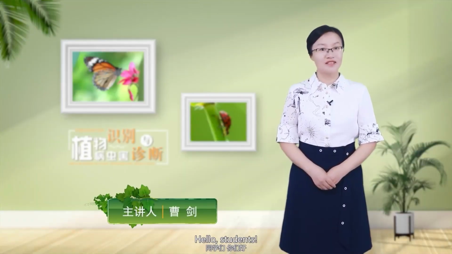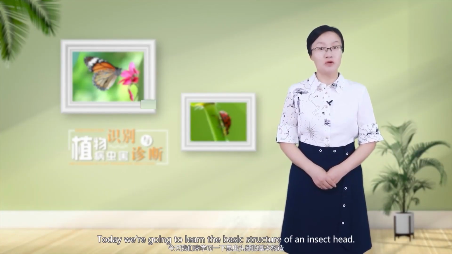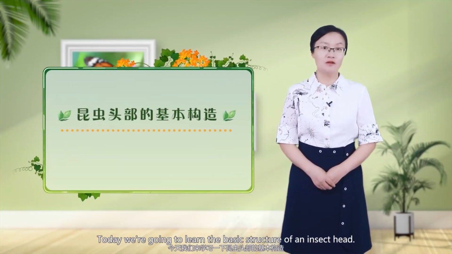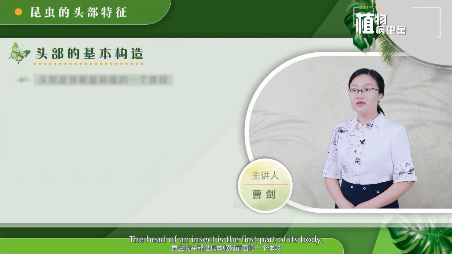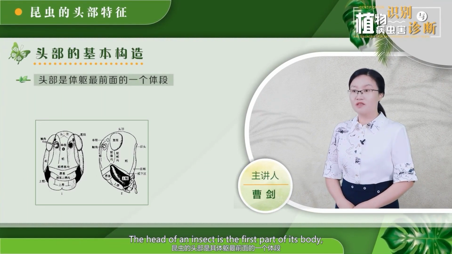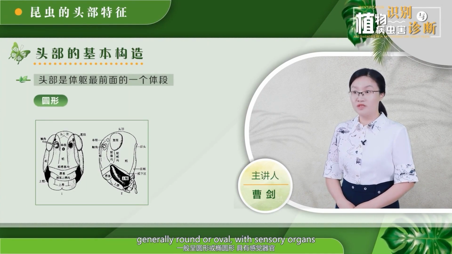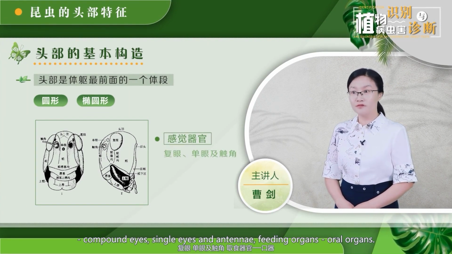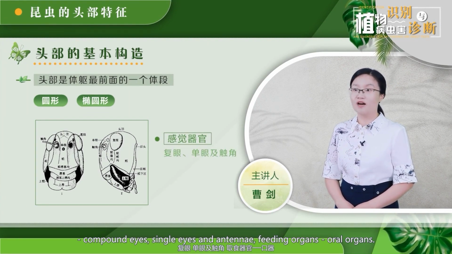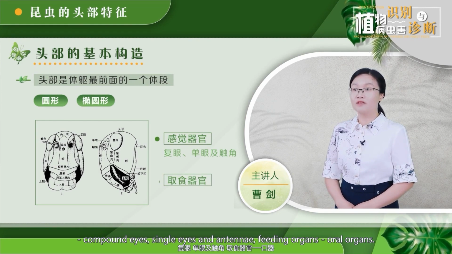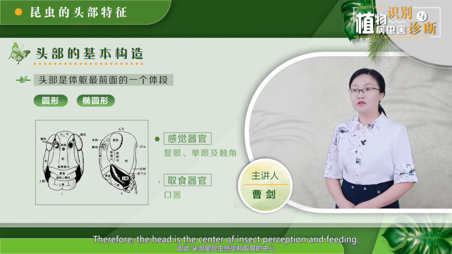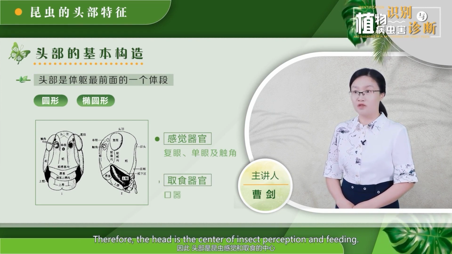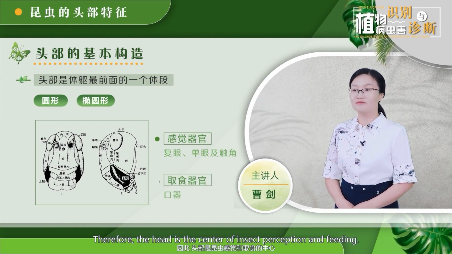Hello, students. Today we're going to learn the basic structure of an insect head. The head of an insect is the first part of its body, generally round or oval, with sensory organs, compound eyes, single eyes and antennae, feeding organs, and oral organs. Therefore, the head is the center of insect perception and feeding.